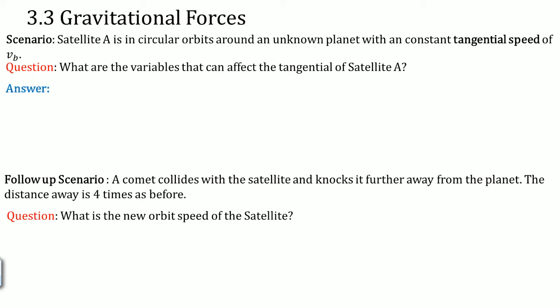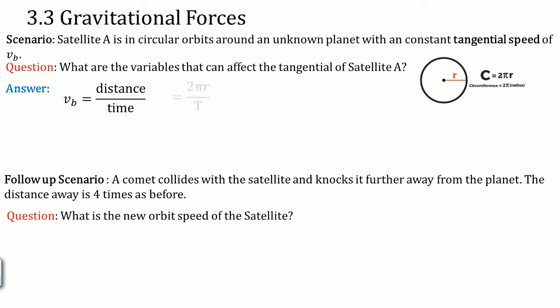Here's the answer. The tangential speed is defined by V is equal to the distance or the displacement divided by the time. The distance around a circular orbit can be defined as the circumference of a circle, which is 2 pi r, and the time for an object to revolve around a circle is called T, which stands for the period.